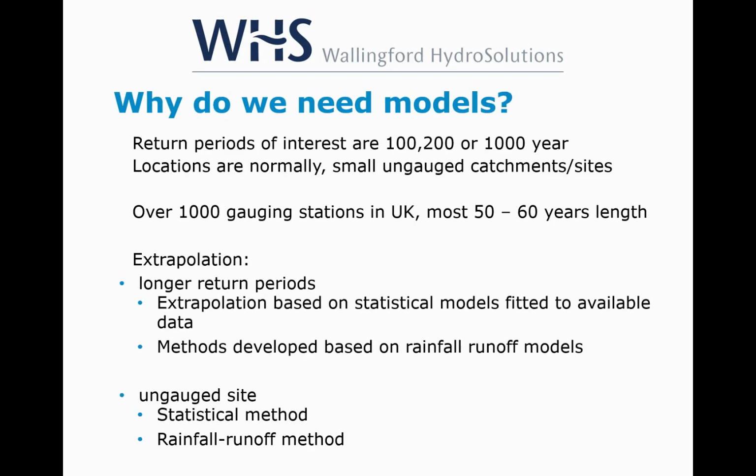So why do we need models? Well, the return periods we're normally interested in are of the order of 100, 200 or 1,000 years, and the locations are normally small ungauged catchments. Whilst we have a very good network in the UK, there are still only 1,000 gauging stations, and most of these were put in the 60s and 70s, so about 50 or 60 years length. So therefore we need to extrapolate, and we need to extrapolate both to longer return periods and in most cases to also the ungauged site. To do both of these we can use either the statistical method or the rainfall runoff method.